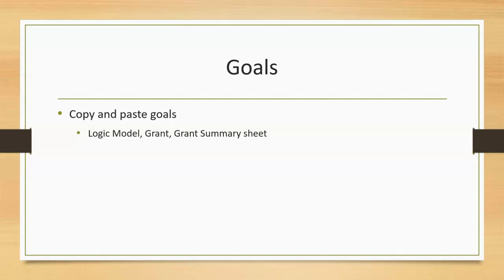We're not using the grant this semester because the grant goals in some of the grants are very confusing. So your logic model, if you've done it correctly, should have the 2 goals that are listed in the grant summary sheet. If you didn't do that correctly, then make sure you go to the grant summary sheet and you are going to copy and paste the goals exactly as they are.